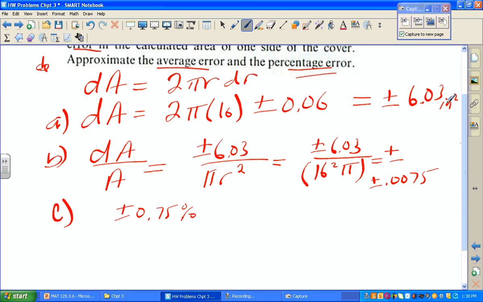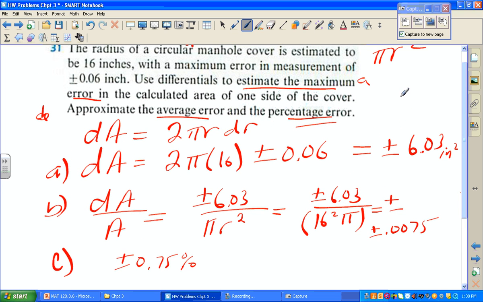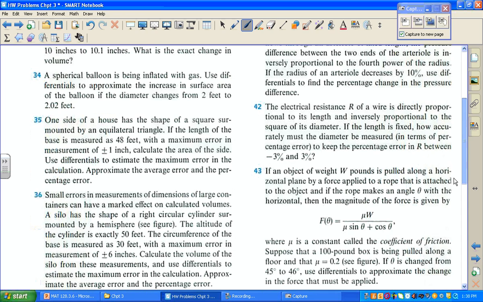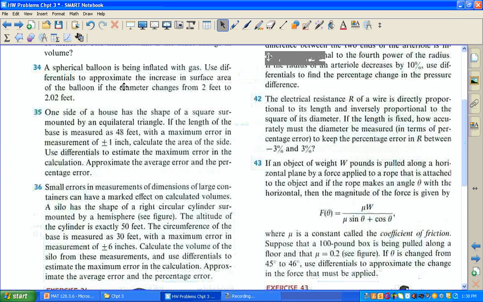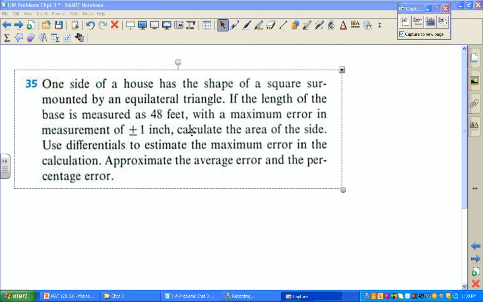So that's a question involving all three types of use of differentials for calculating error, approximating average error, and approximating percentage error. Okay. Which one after this? Was there another one, or is that it? Yeah, 35. 35. I believe there is something 35.